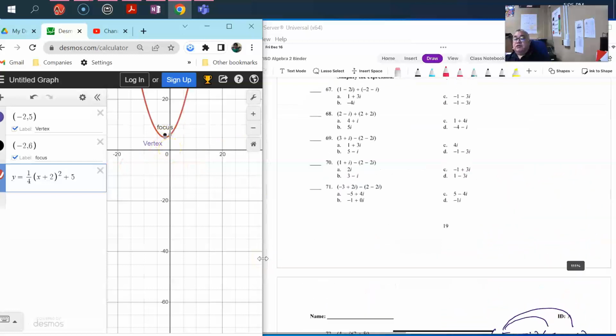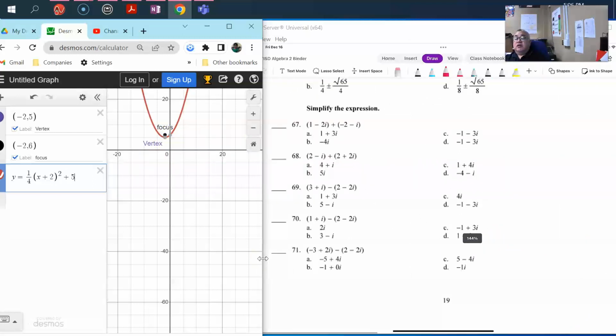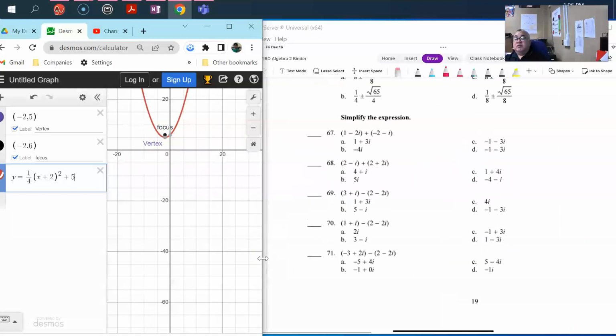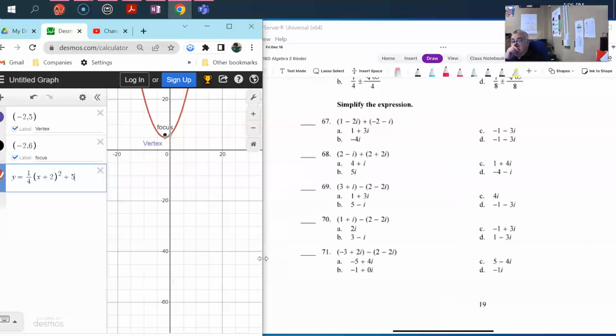Okay, I noticed on the test a lot of people missing these type of problems, so I'm going to go over it. So a lot of people were missing simplifying the expressions with i's. So we have 1 minus 2i plus -2 minus i.